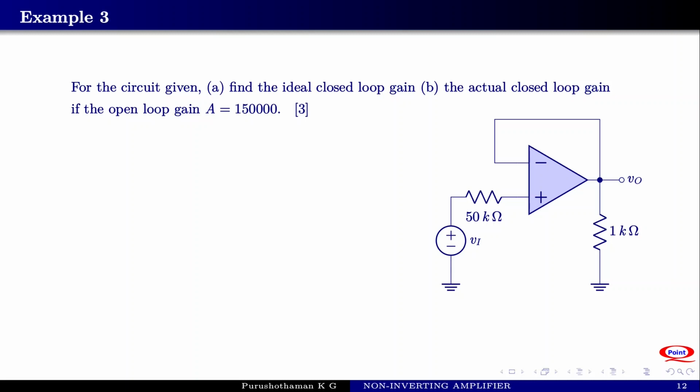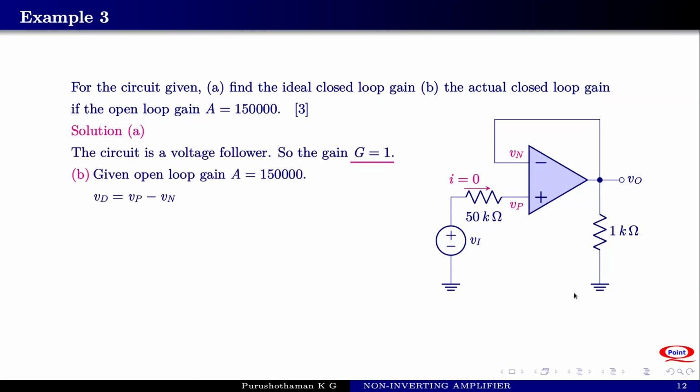So in the first case, of course, there is no current flowing through this resistance, so there is no voltage drop across this. So whatever Vi is applied here is available at Vp. There is no drop here since there is no current flow. So Vp is equal to Vi, and Vp equal to Vn. So Vi is available here. Vi is shorted to the output, so the output also is Vi. So the gain is equal to 1.